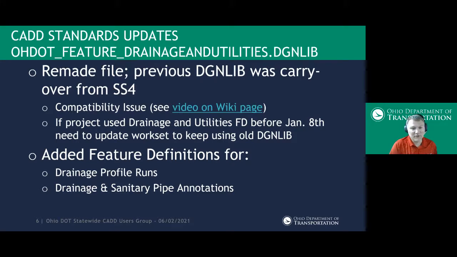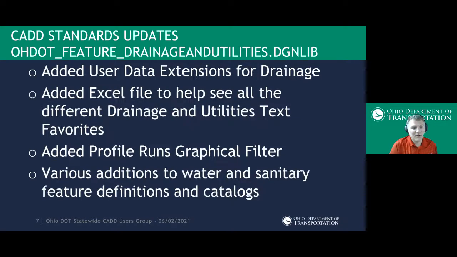And there is a video link here. So when these slides are available, you can just click on that and review that video. He also added some feature definitions for drainage profile runs and some drainage and sanitary pipe annotations as well. User data extensions for drainage were added, and an Excel file that will help see all the different drainage and utility text favorites was also added. So you can refer to that. There is a ton of text favorites out there.